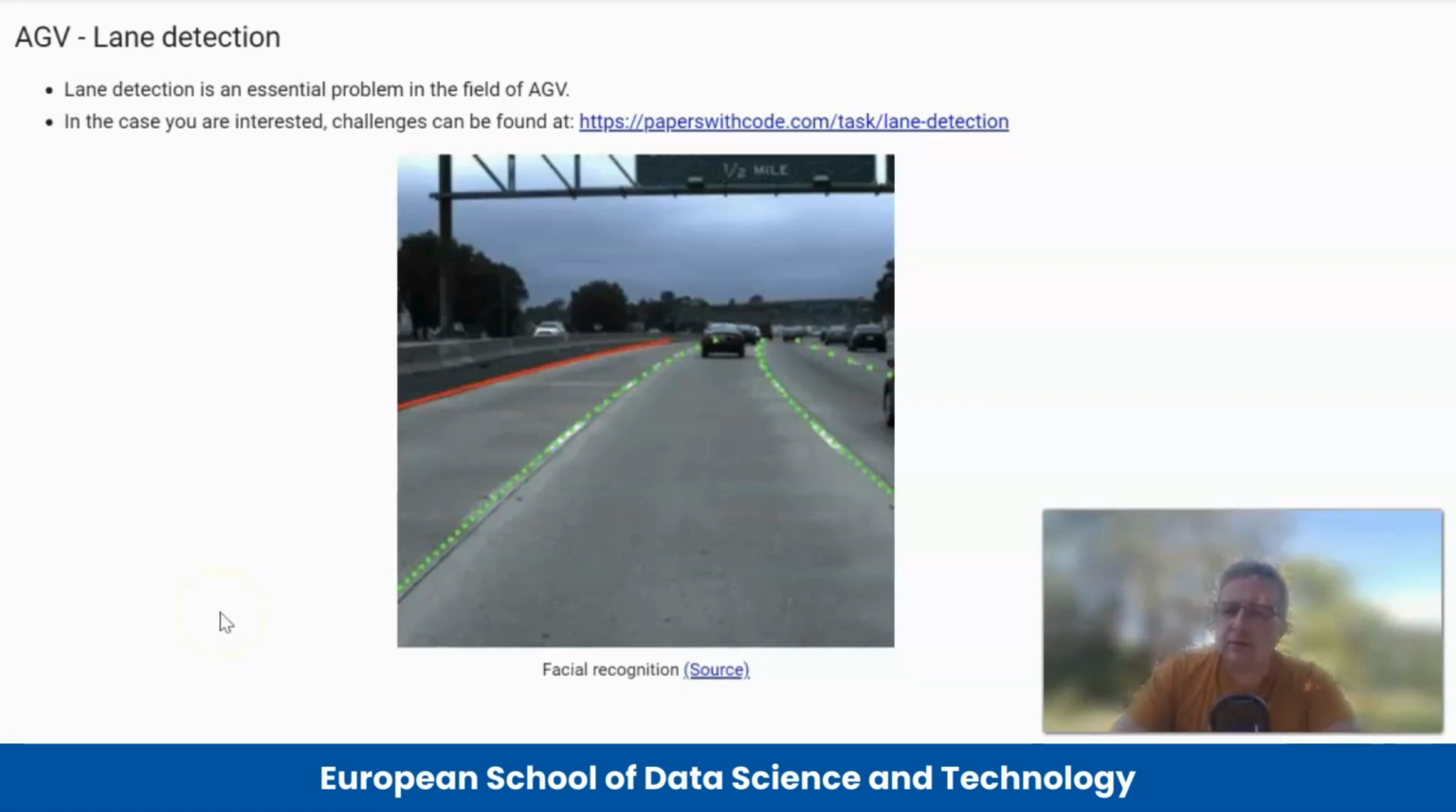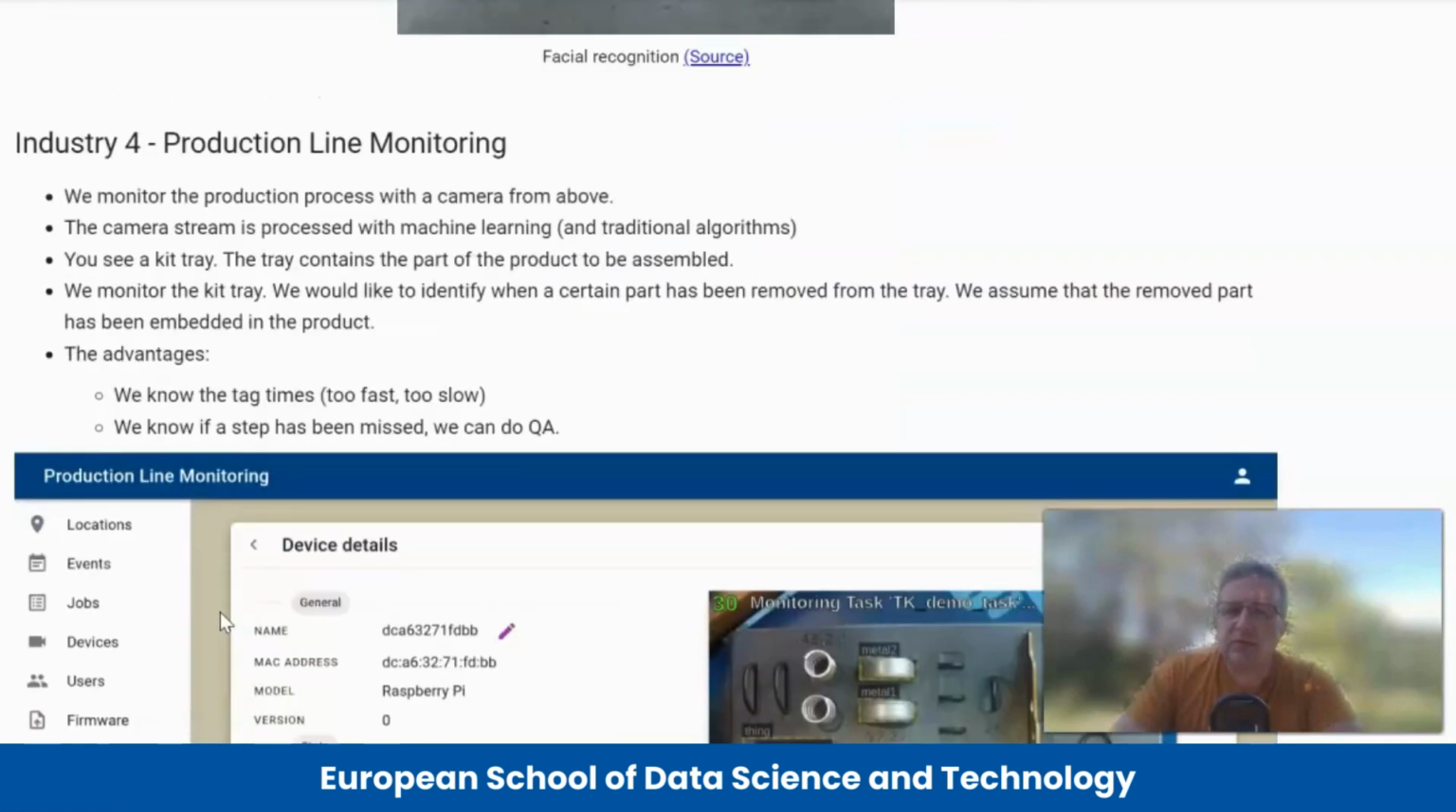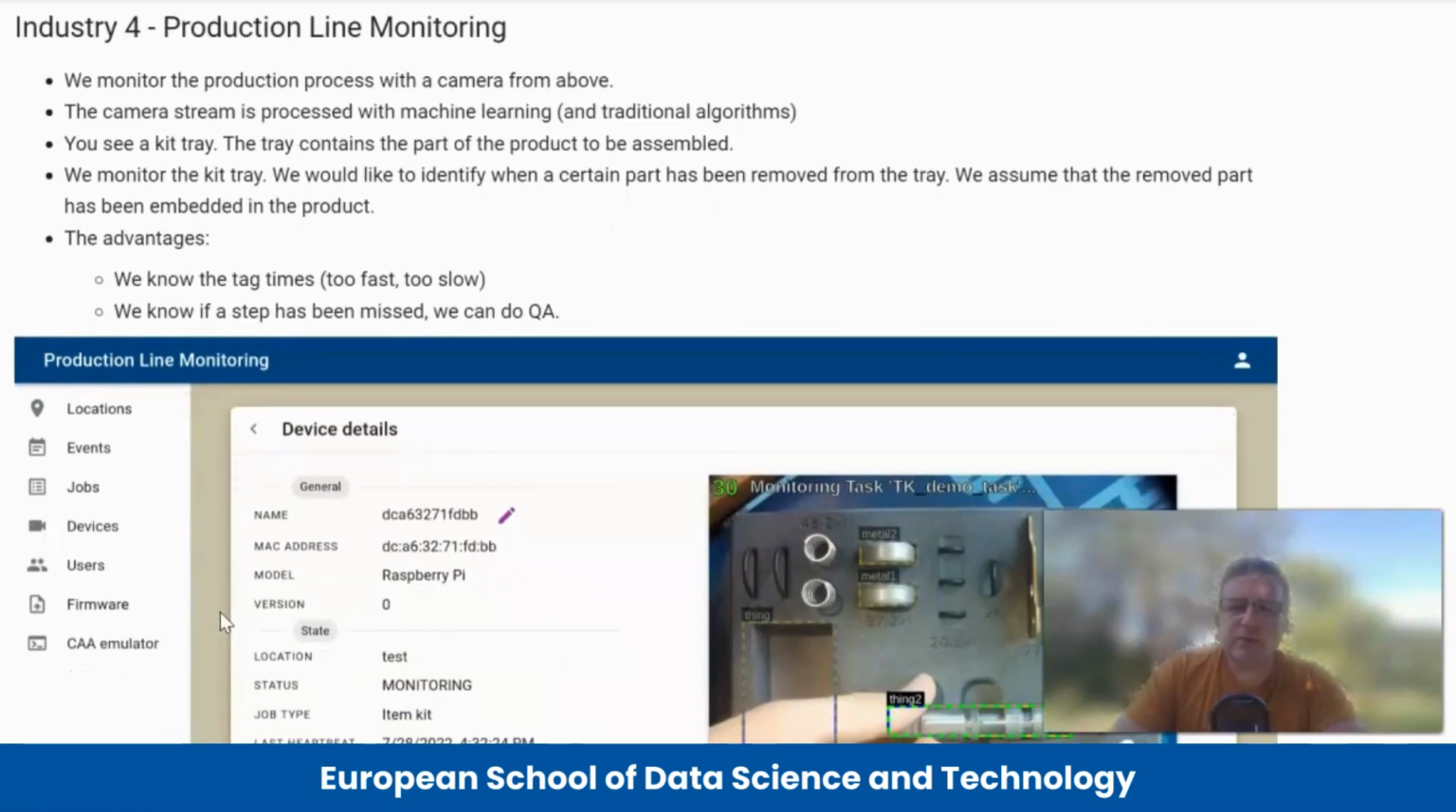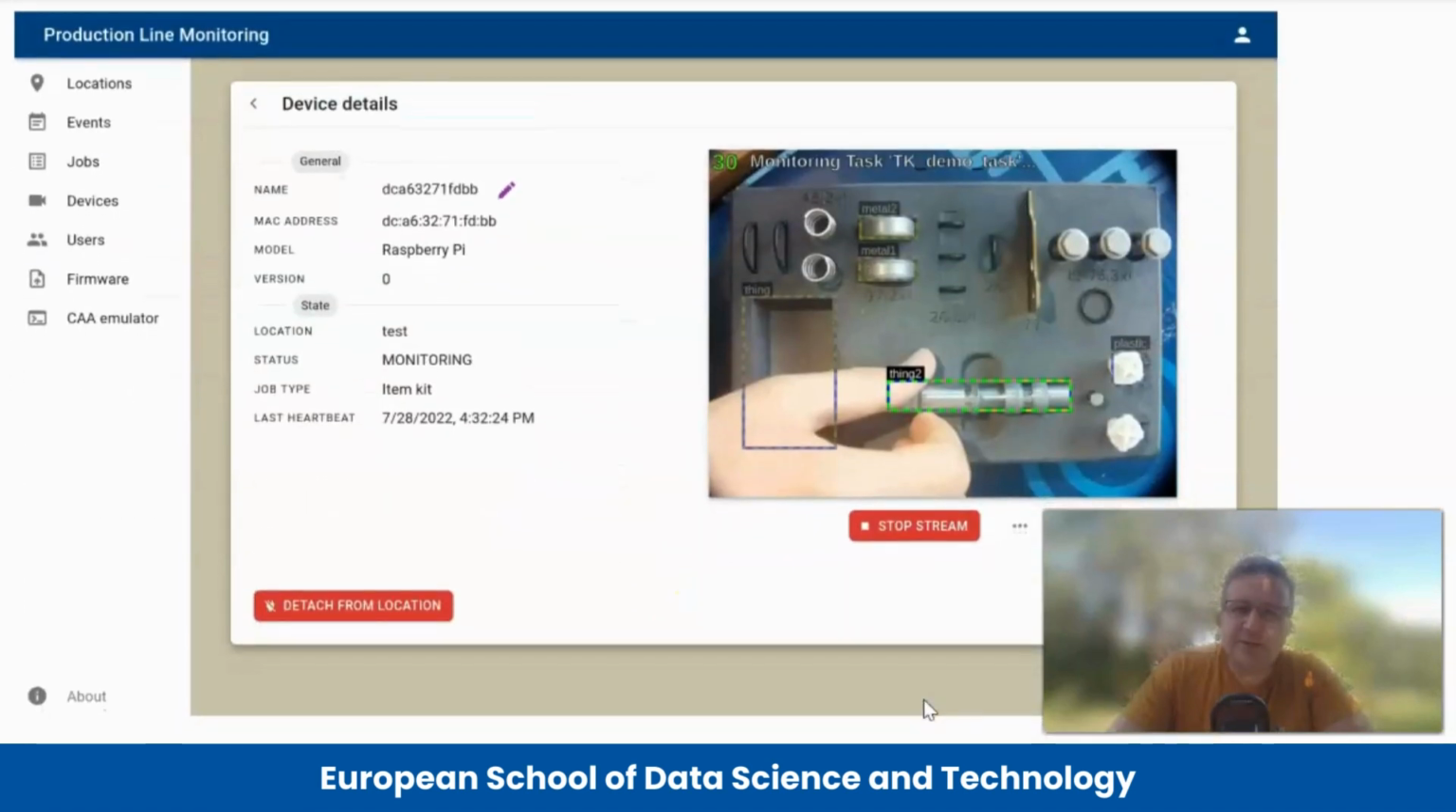And now let's go to the second problem which I would like to show you today. It is production line monitoring. This is the project which I work on these days, and it is in the Industry 4.0 domain. In this project, we monitor the production process with a camera from above, and the camera stream is processed with machine learning algorithms and sometimes with traditional ones. In this case you see a kit tray. Let's scroll up a bit so that you can see it.